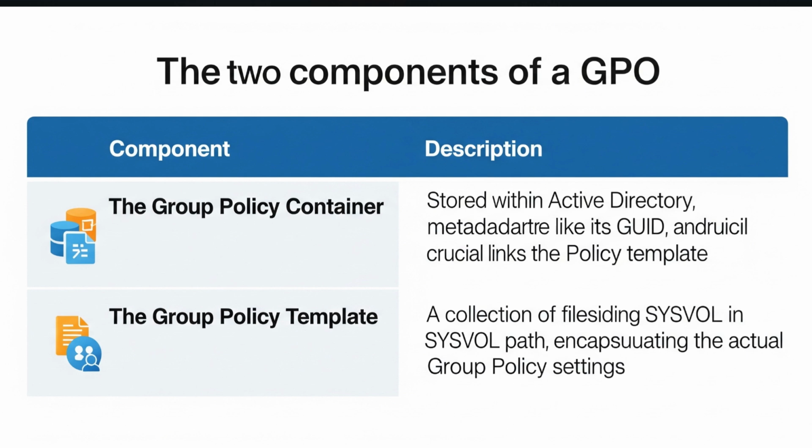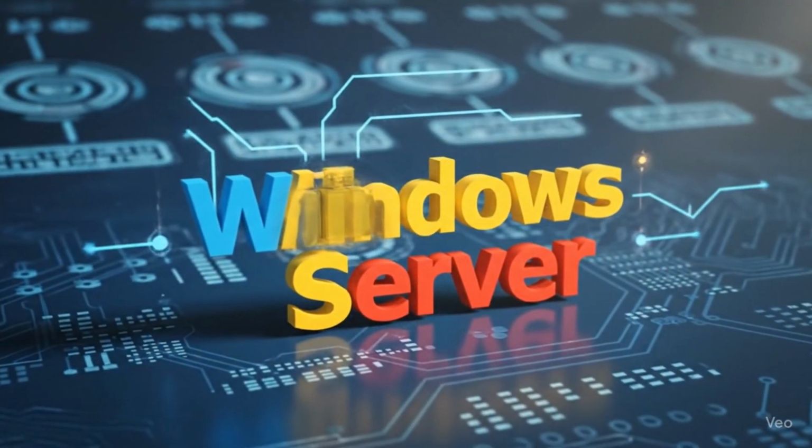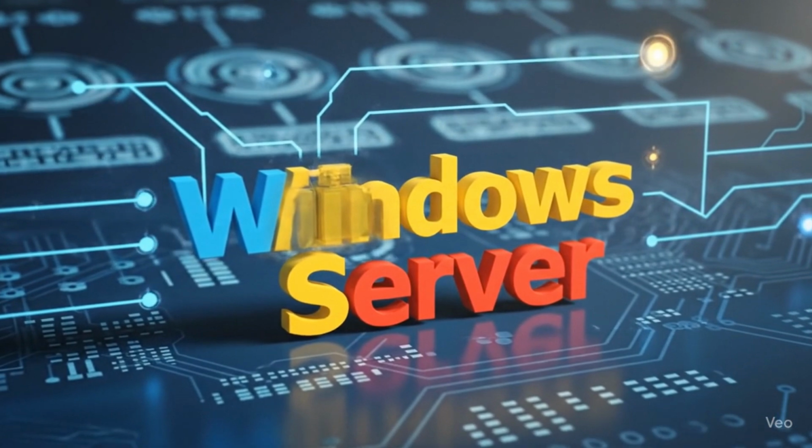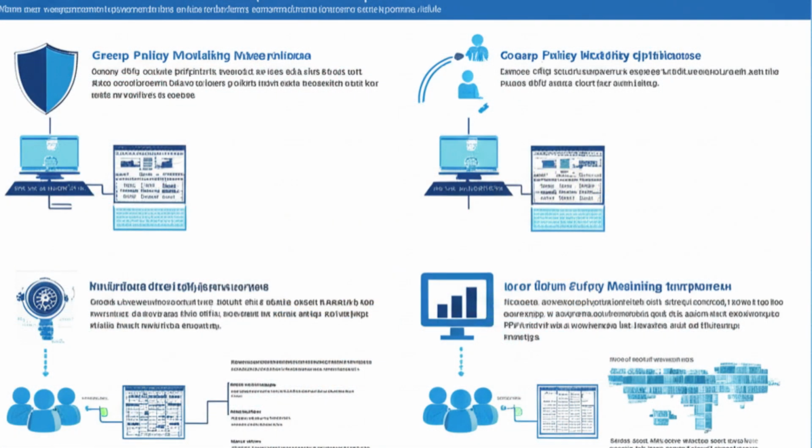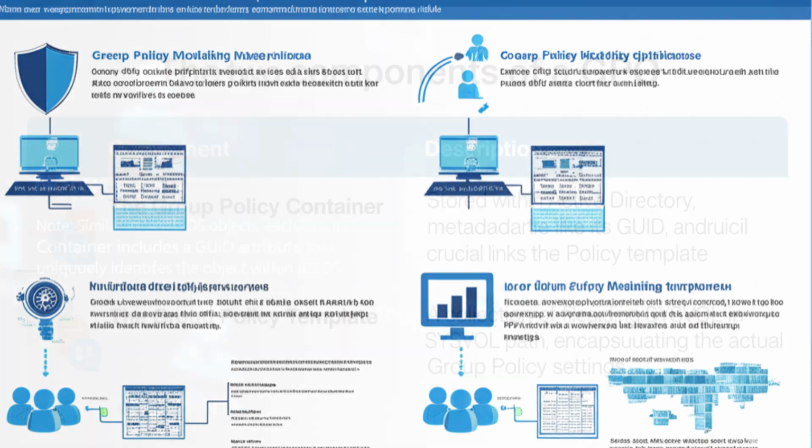The group policy template. This template is a collection of files stored in the SYSVOL of each domain controller in the %SystemRoot%\SYSVOL\domain\Policies\GPO GUID path, where GPO GUID is the globally unique identifier GUID of the group policy container. The group policy template contains the group policy settings.